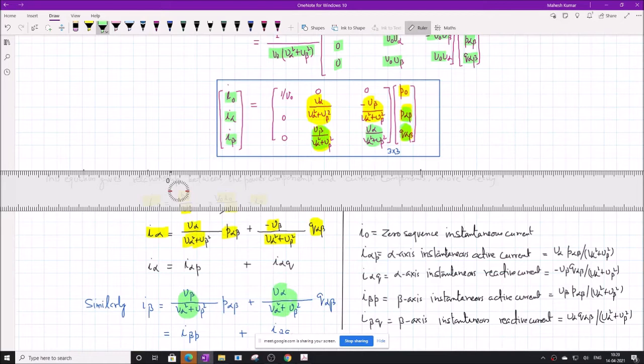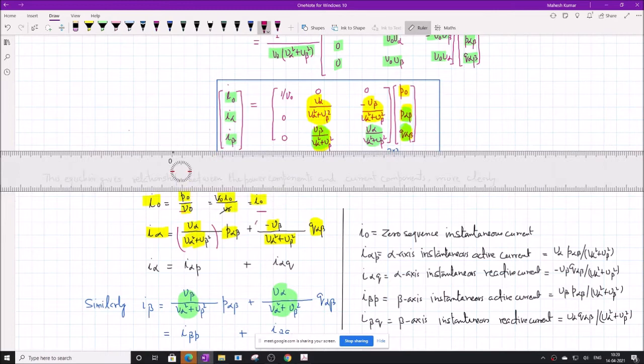Now as you see, there are two terms; for example, I alpha has two terms: this into P alpha beta plus this into Q alpha beta. This component is interacting with P alpha beta, and this component is interacting with Q alpha beta. Therefore, they are called I alpha P, because this is interacting with P here, and I alpha Q, because this is interacting with Q here. So I alpha has two components, I alpha P plus I alpha Q, where this is I alpha P and this is I alpha Q.